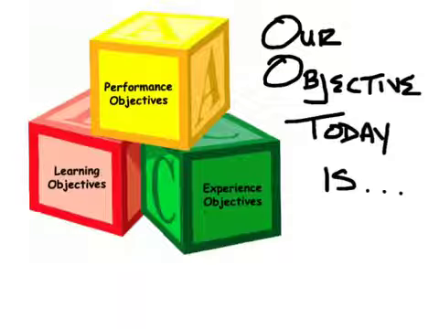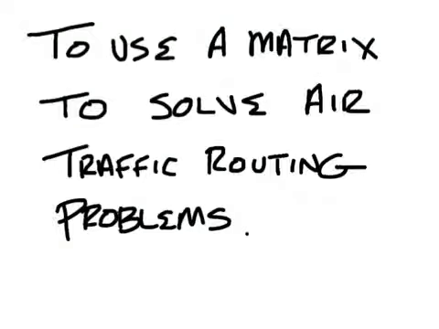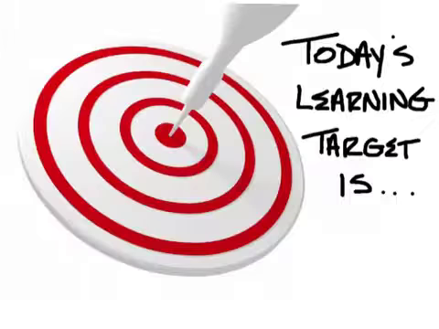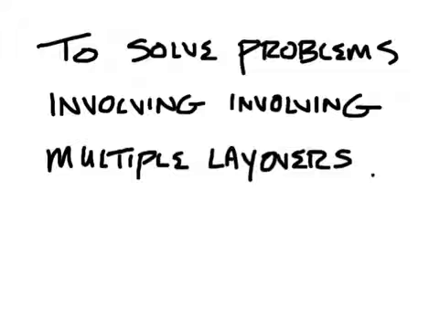Right. Our objective today is to use a matrix to solve air traffic routing problems. Today's learning target is to solve problems involving, the word involving is on there twice, I don't know why, so we'll just scratch that out. Multiple layovers, and a layover is this.